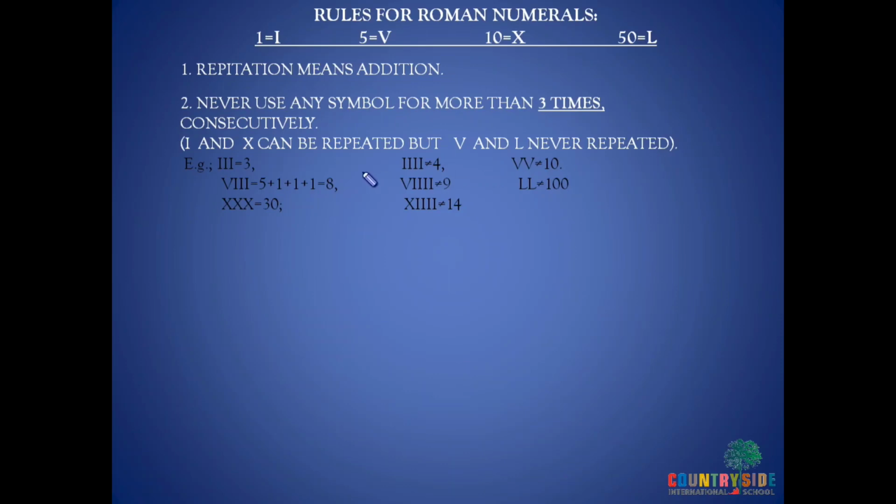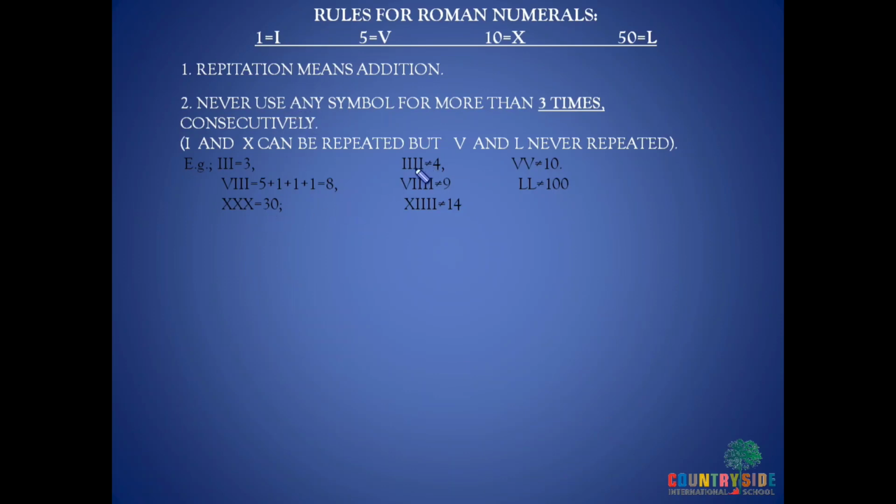The examples for I and X being repeated 3 times only: 3 I's give me 3. Then for 8, we have a symbol which is 5 plus 3. Here also I am repeating only I, 3 times. Here I am repeating X for 3 times. So the rule is valid here.